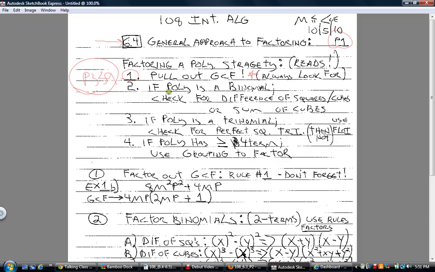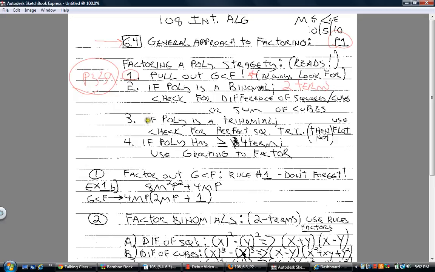Then ask yourself about the polynomial, remember, a polynomial is a collection of terms. If it's a binomial, meaning 2 terms, look for the difference of squares or cubes, either one, or the sum of cubes. Each of those 3 things are binomials, so you look for the sum or difference of cubes and the difference of squares, and then you apply the shortcut rules that we've learned.